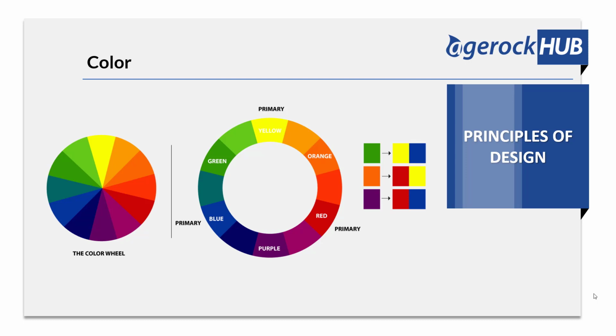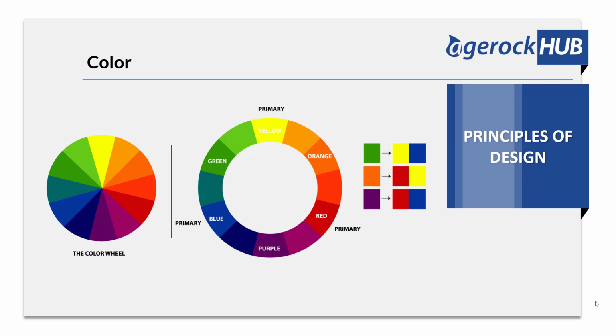It can stand alone as a background or be applied to other elements such as lines, shapes, textures, or typography. In graphics, there are rules and guidelines which help in color mixing and the visual effect of a specific color combination. This is termed color theory.